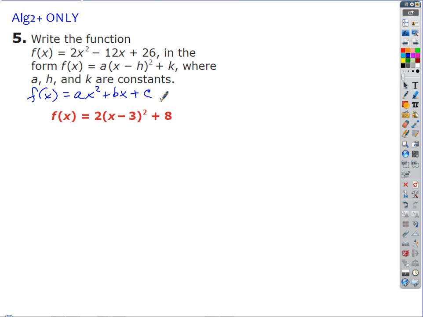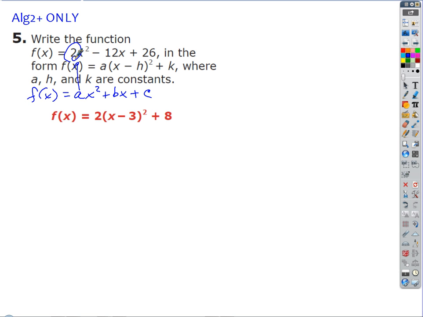So what's the value of a? b is negative 12, c is 26. What's a? It's 2. It's going to stay 2, regardless of if I write it in this form or this form. Those are the same a's, right? So all I really needed to do was find h and k. I already knew that a was 2, right?